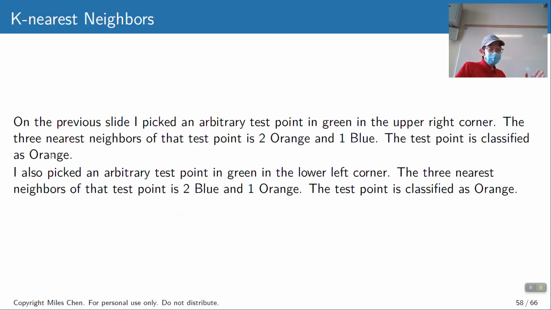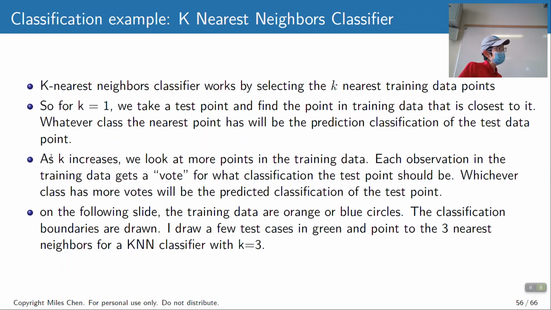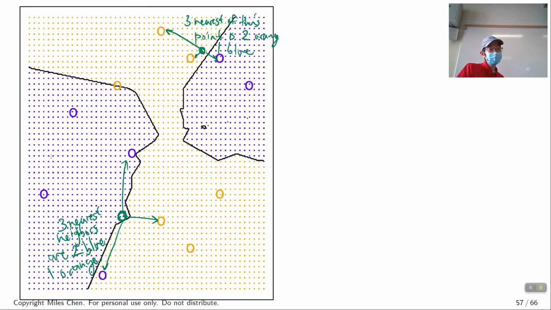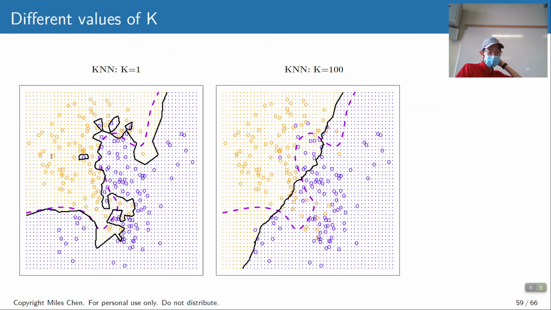You can change however many k you want. So here we've been looking at the 3 nearest neighbors. We could say, what if I wanted to look at the 1 nearest neighbor or the 5 nearest neighbors or something like that? Well, you get different kinds of things here.